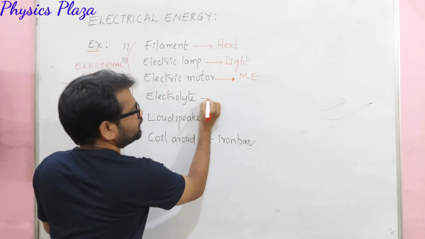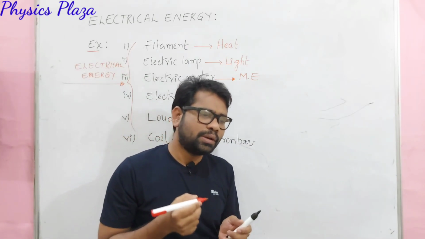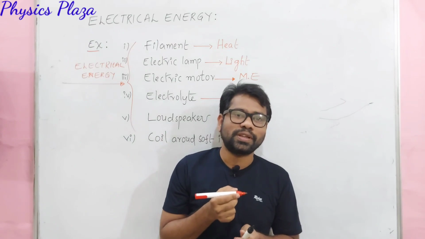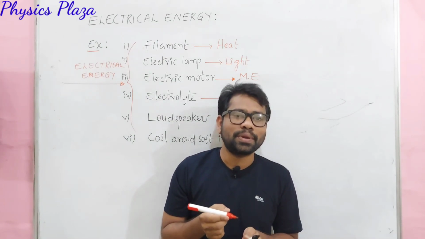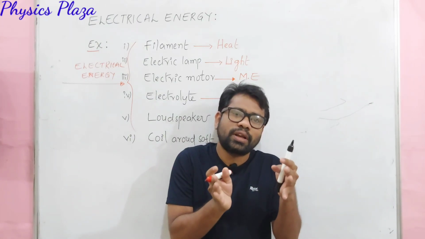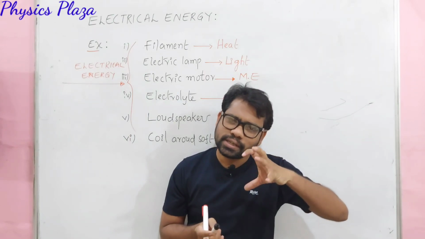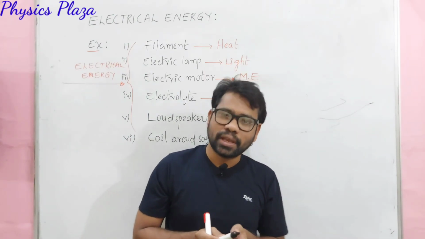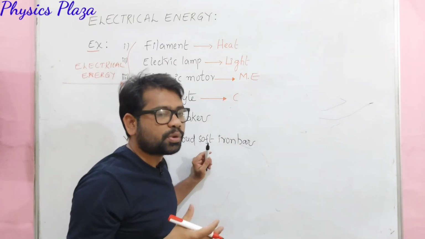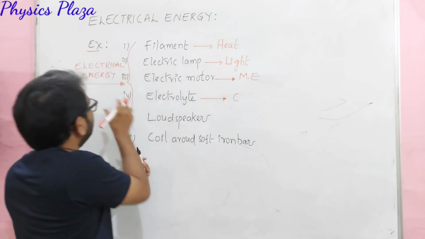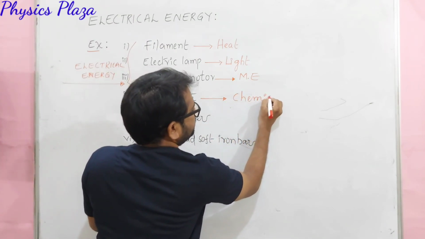Whereas when electrical energy passes through an electrolyte, children, for example, whenever we are doing the electrolysis process, if electric current is allowed to pass through it, what happens? It dissociates the water into hydrogen and oxygen. So electrical energy is converting into what actually? Chemical energy. So during the electrolysis process, electrical energy gets converted into chemical energy.